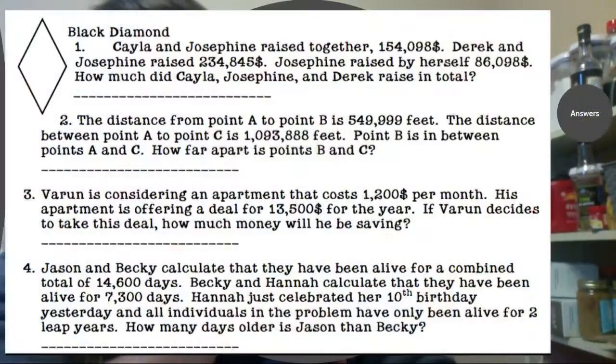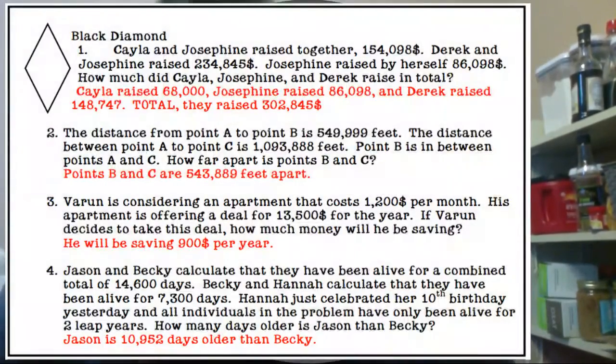So if we add them all together, Kayla raised $68,000, Josephine raised $86,098, and Derek raised $148,047. Oops, I accidentally did that wrong. So their total, they should have raised $302,845. So you need to do the rest of these in the same kind of fashion. I'm going to pause for a while on this screen so that you should be able to, if you're skipping IXL, do the rest of these on your own. This should be a pretty big challenge, but I know that you're up to it.